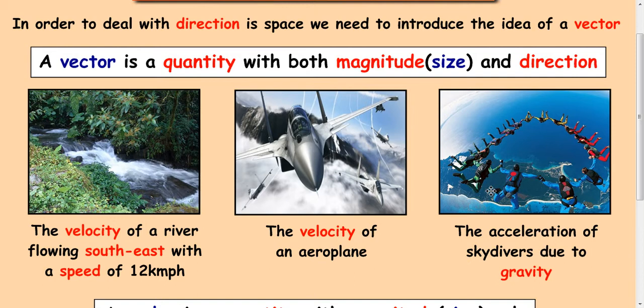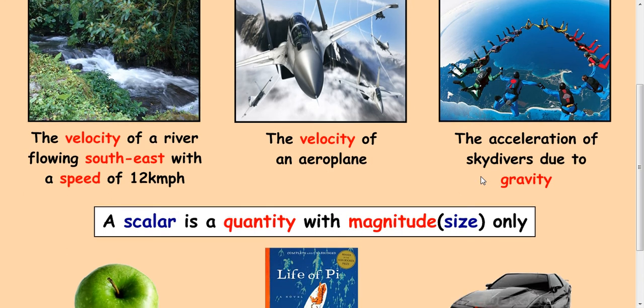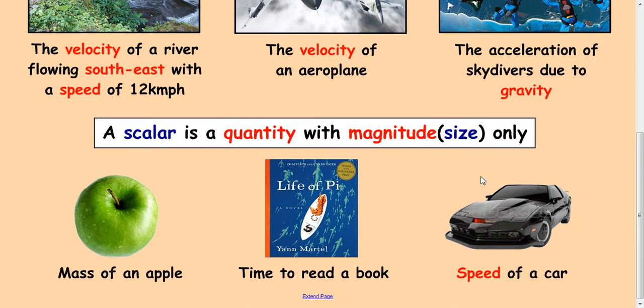Things that are not vectors are things without any direction. These are called scalar quantities. So a scalar quantity has only size and no direction. For example the mass of an apple, you can put a figure value to that, the time to read a book, and of course the speed of a car.